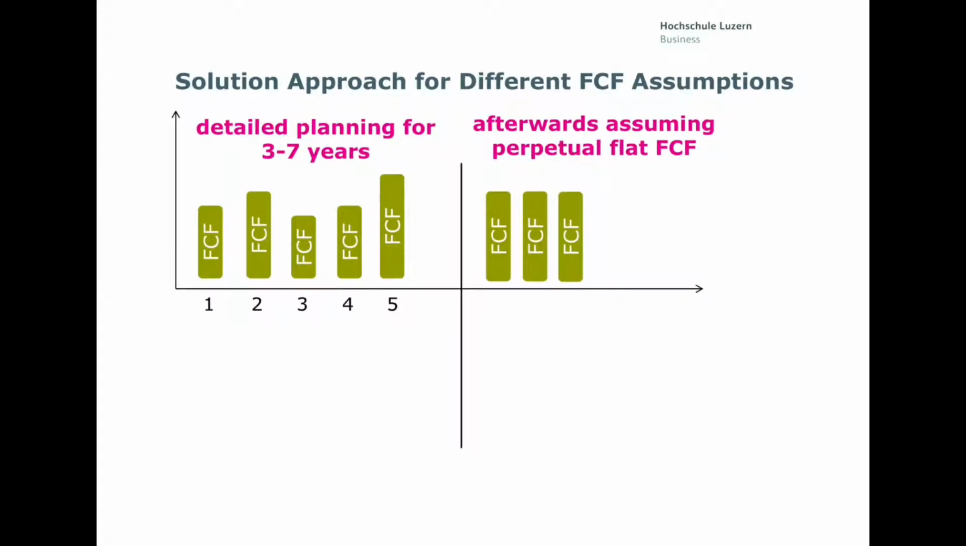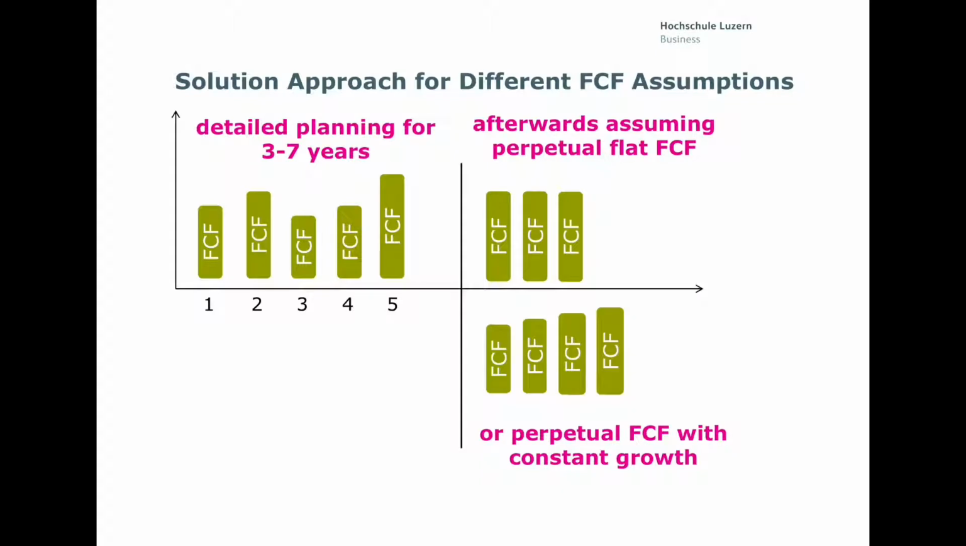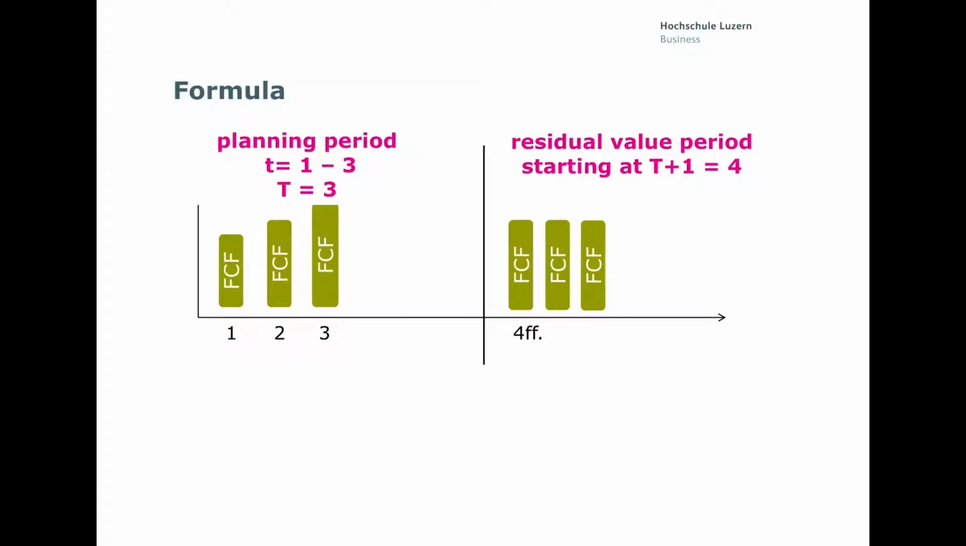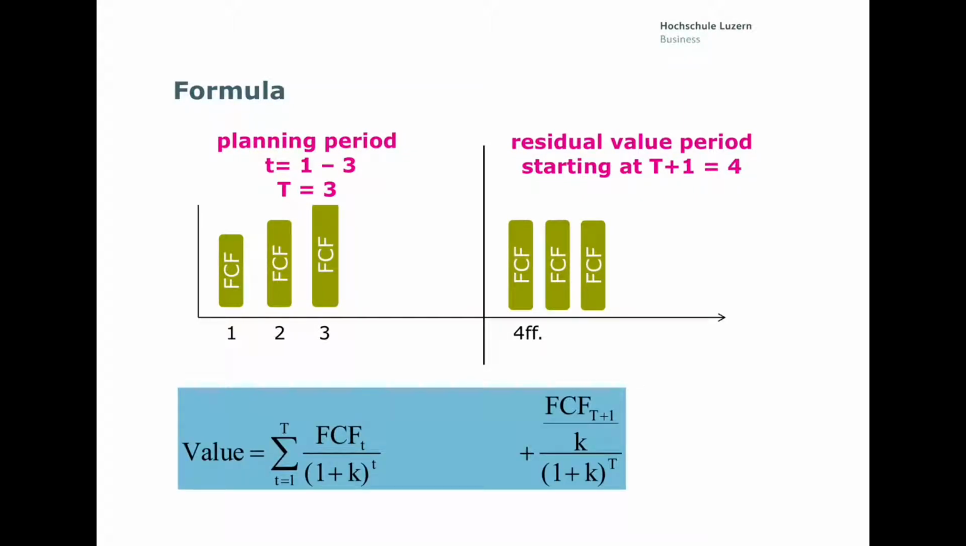After this planning period, we assume either a constant perpetual free cash flow or a perpetual free cash flow with constant growth. How does the DCF valuation formula look like when we assume a planning period of t equal 3 years and a residual value period starting in year t plus 1 equal 4? In the planning period, we discount the free cash flows according to the standard present value formula. For the residual value period, we apply the terminal value formula to determine the value of the perpetual cash flows starting in year 4. Note that we have to discount the terminal value with 1 plus K to the t to obtain the present value.